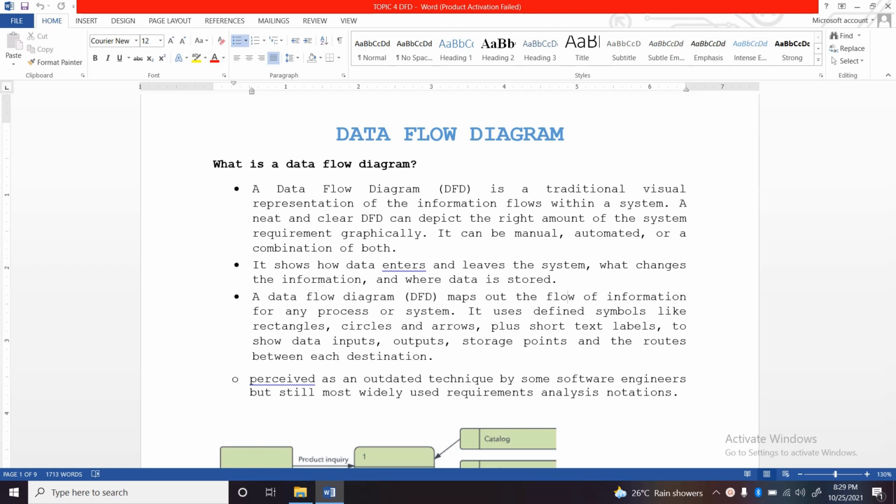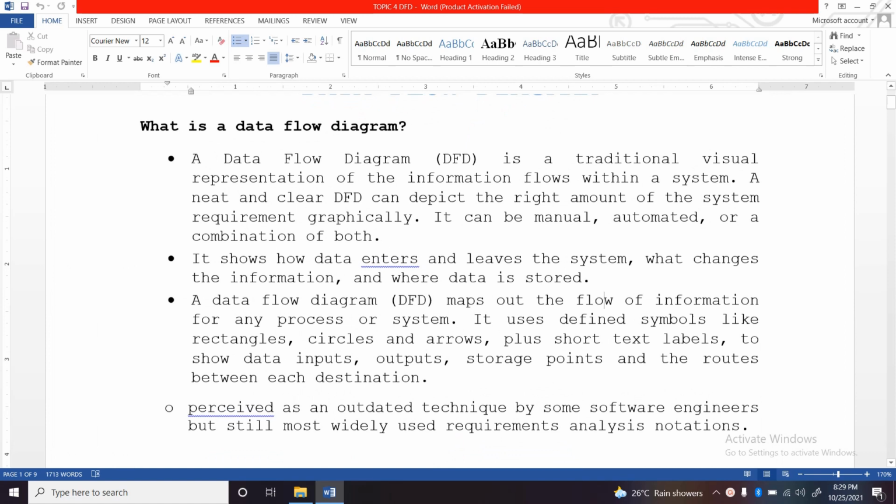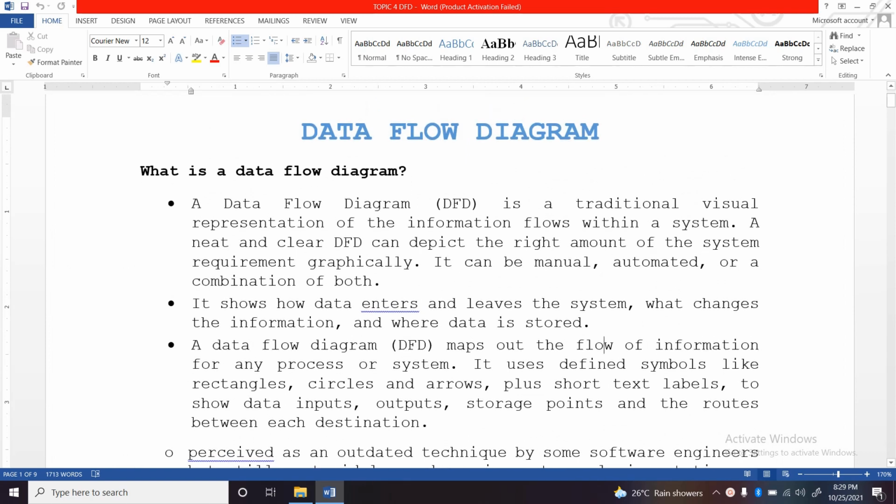that was included here on our copy. So the question is, what is a data flow diagram? We have a set of bullets here to answer the particular question. So may we read the first bullet.